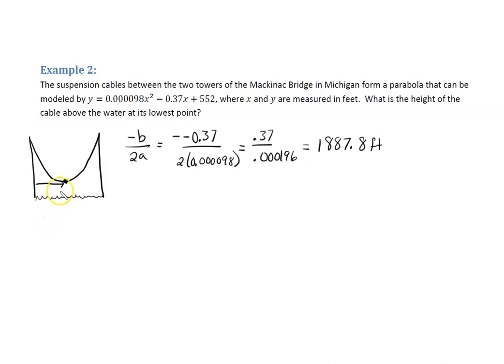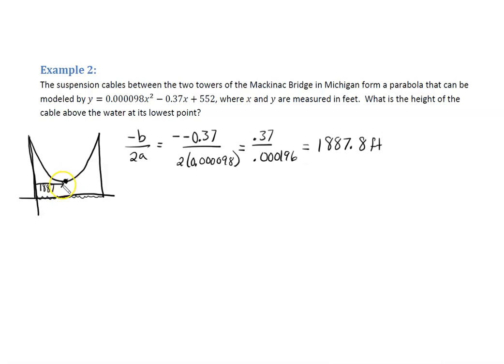Now that is not how high off the water, that is how far to the right of the first tower. If you think about this as being on an XY axis, then this is the X value of the vertex. So that means it comes in 1,887 feet before it hits its lowest point.